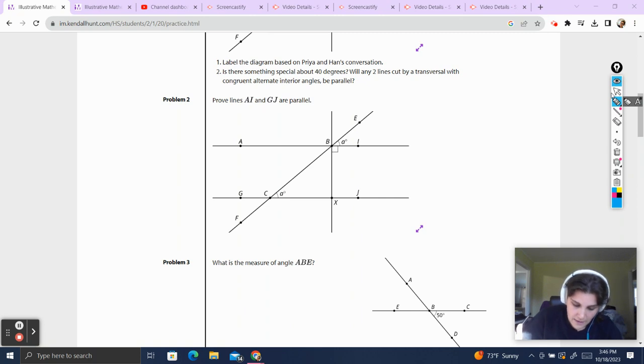Problem 2. Prove lines AI and GJ are parallel. Well, to prove that they're parallel, we need to prove that these two are perpendicular, but we don't know that yet. But we do know that this is A, and we know that vertical angles are congruent, so this is also A. And now we have our alternate interior angles are congruent, and we just learned in the last example that if the alternate interior angles are congruent, then the lines cut by that transversal are parallel. So we're done.